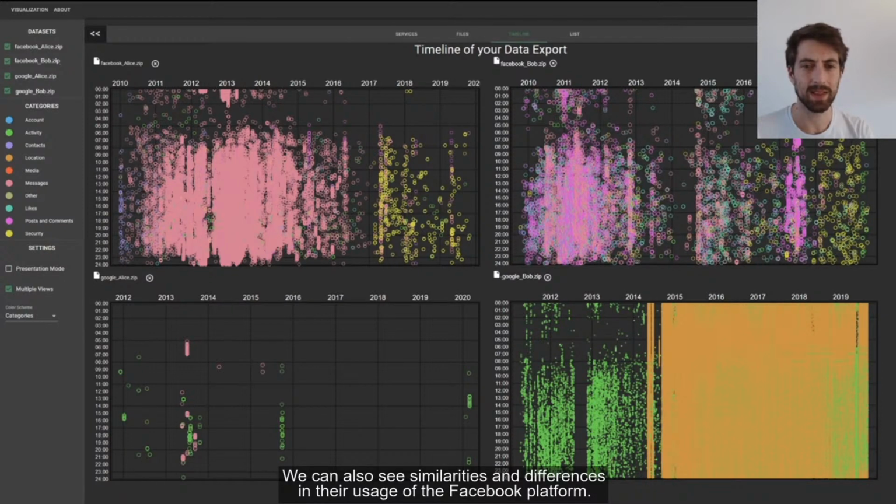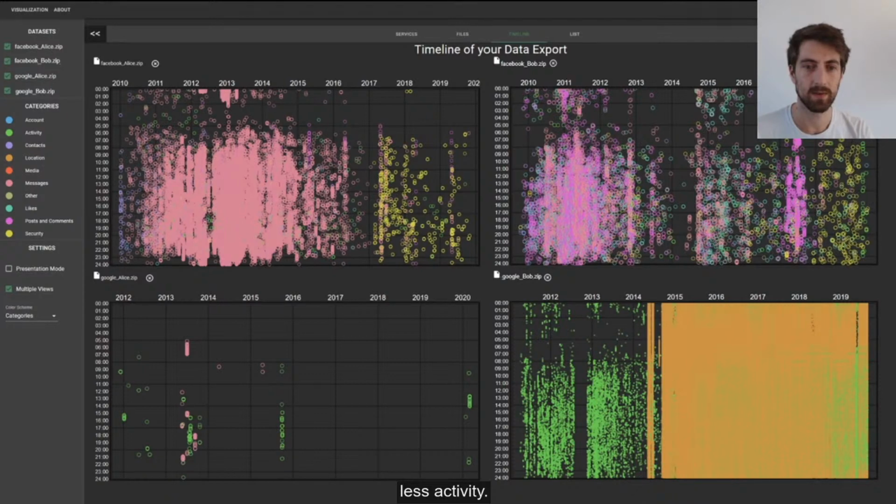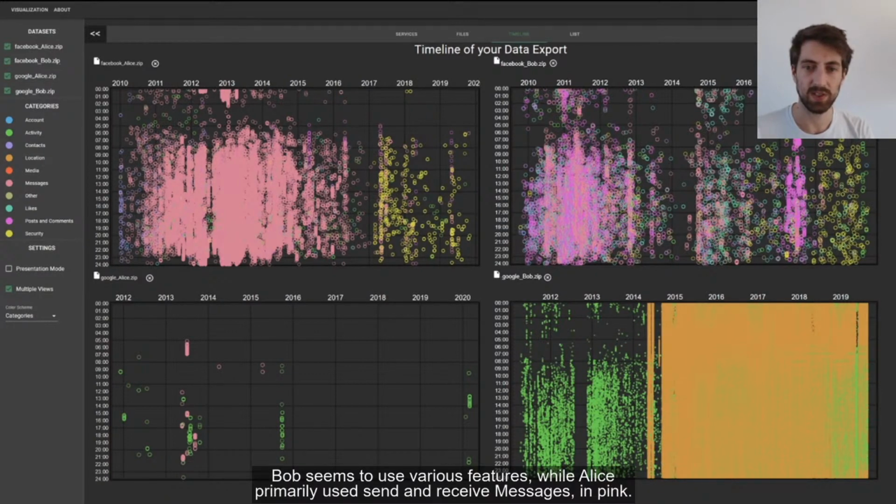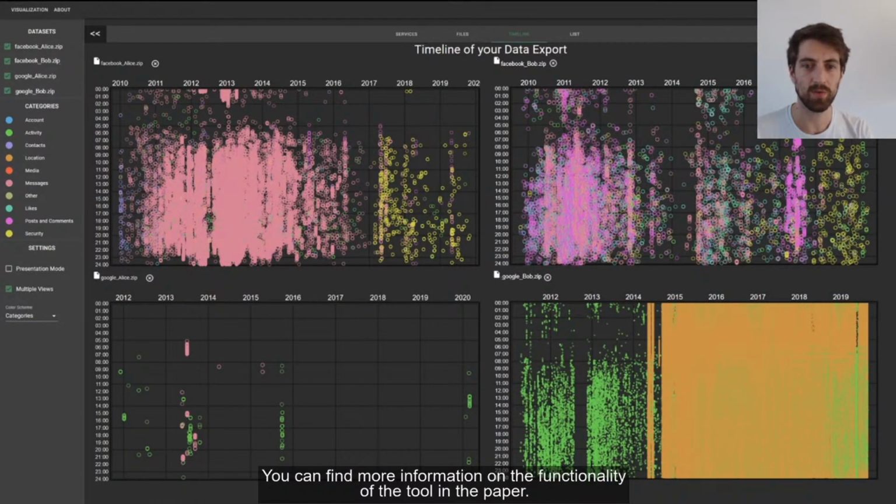We can also see similarities and differences in their usage of the Facebook platform. Both Alice and Bob had a lot of activity starting from around 2011, with recent years seeing less activity. Bob seems to use various features, while Alice primarily used it to send and receive messages, in pink. You can find more information on the functionality of the tool in the paper.